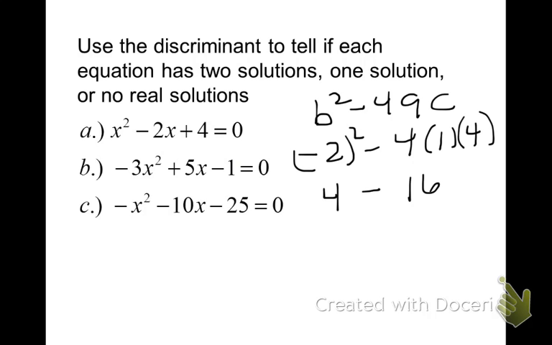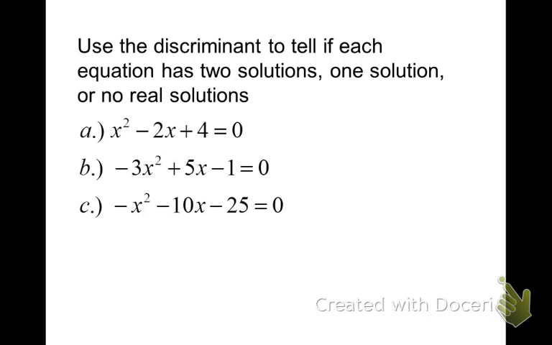4 minus 16 is a negative number, and since we get a negative number, we know that the graph is not going to touch the x-axis, and there are no real solutions.